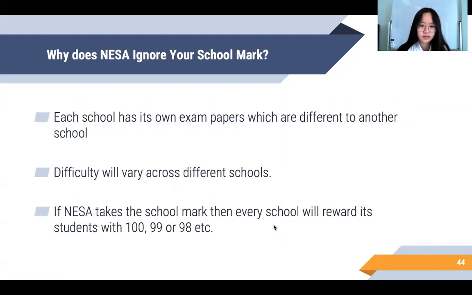Okay. NESA ignores your school mark because each school has its own exam papers which are different to other schools. If it's a good school, they would create exams that suit the difficulty of the students. So for example, if a student got 50% in James Ruse compared to a student that got 70% in, say, a school ranked in the 500s, this doesn't necessarily mean that the 70% student at the lower ranking school is better than the James Ruse student just because they got high in their own exam. This is why NESA ignores the school mark.